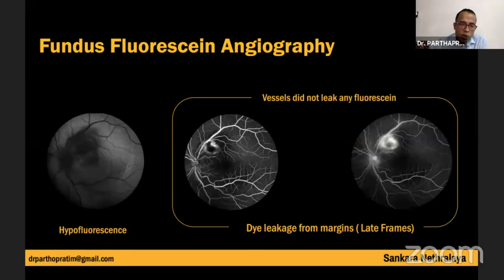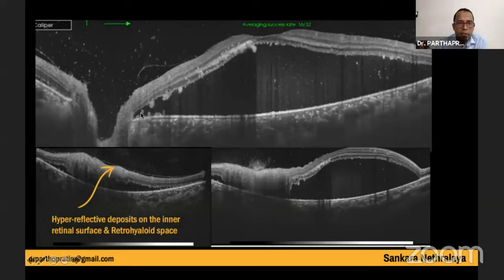The fundus fluorescein angiography showed hypofluorescence and gradually the dye leaking from the margin of the lesions. And if you can see, these vessels were not leaking the fluorescein. So we went ahead, and you can see here the SSOCT showed this. I'll show you that video where it shows the deposits in the inner retinal surface and the retrohyaloid space. I think it's not playing.